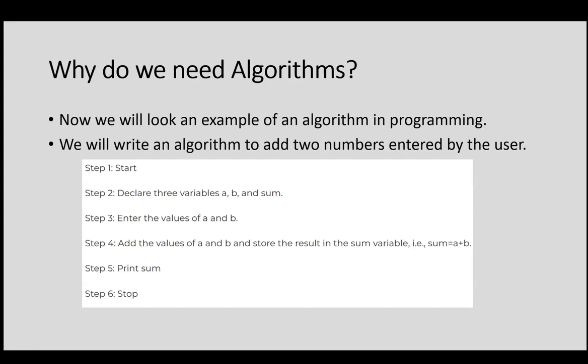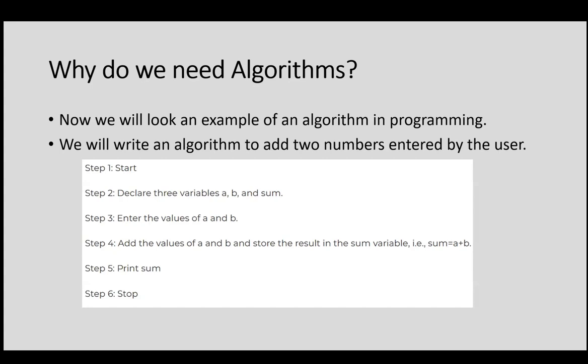So what is the first step? You declare three variables, A, B, and sum. A is to store one number, B is to store the second number, and sum is to store the addition of those two numbers. After that, we have to enter the values of A and B. Which means the user has to enter the values. Then after getting the values and storing them in the A and B variables, it will add the values of A and B and store the result in the sum variable.